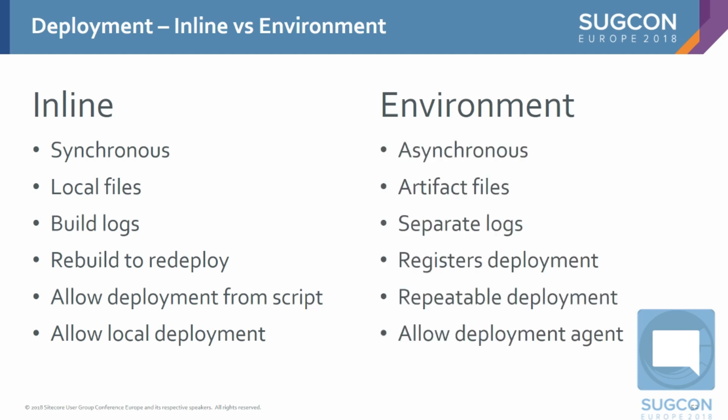While environment deployment is asynchronous, it starts a deploy job that gets run a few seconds after the build has finished, so it has separate logs. It uses the artifacts. It's mandatory to package your things in artifacts to use them. And it allows a deployment agent, a small piece of software you install on any server that will listen for deploy jobs that AppVeyor pushes to it. You can also repeat the deployments.